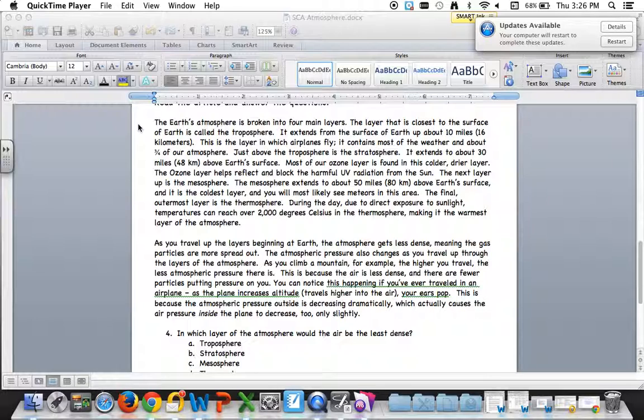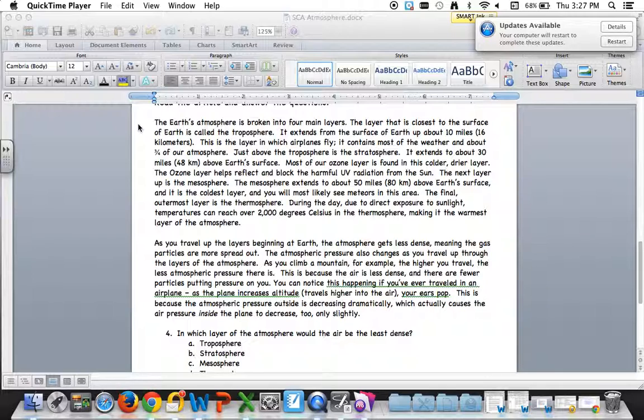The final outermost layer is the thermosphere. During the day, due to direct exposure to sunlight, temperatures can reach over 2,000 degrees Celsius in the thermosphere, making it the warmest layer of the atmosphere. As you travel up the layers, beginning at Earth, the atmosphere gets less dense, meaning the gas particles are more spread out. The atmospheric pressure also changes as you travel up through the layers of the atmosphere.